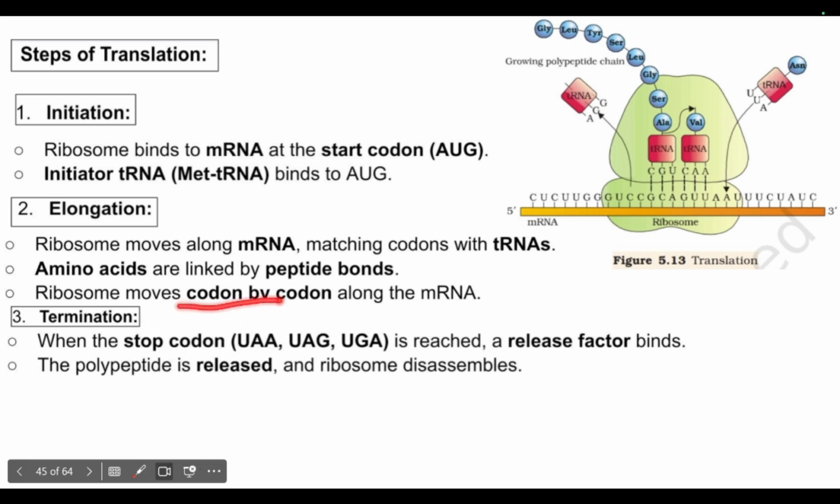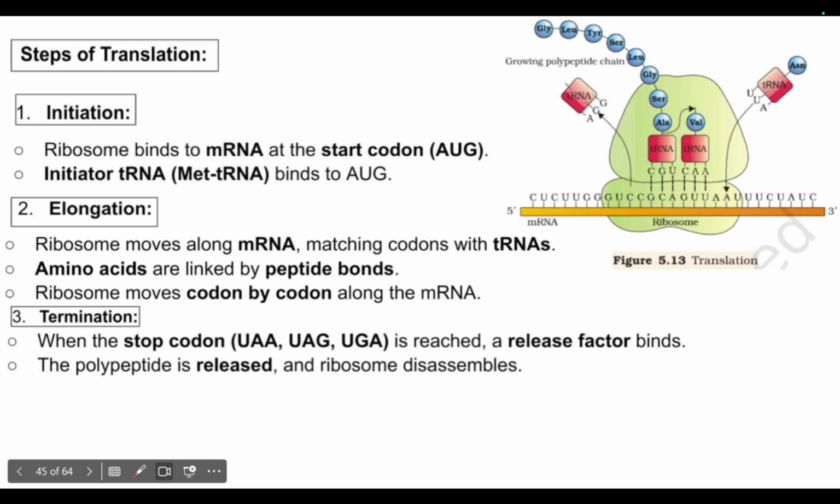Following that, the ribosome moves codon by codon along the mRNA in the 5' to 3' direction, and this leads to a continuous addition of amino acids and subsequent formation of peptide bonds. Once an amino acid is transferred from the tRNA, this tRNA becomes discharged and is released from the ribosome. So basically, the uncharged tRNA is going out from the ribosome and the charged tRNA is coming into the ribosome. In this way, the entire process of translation continues during elongation.